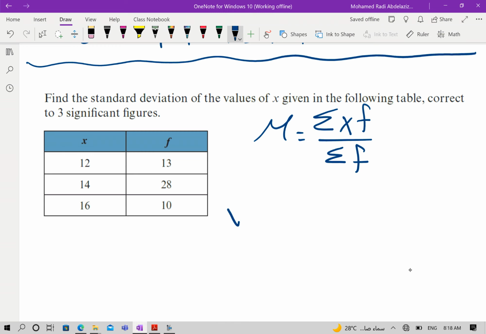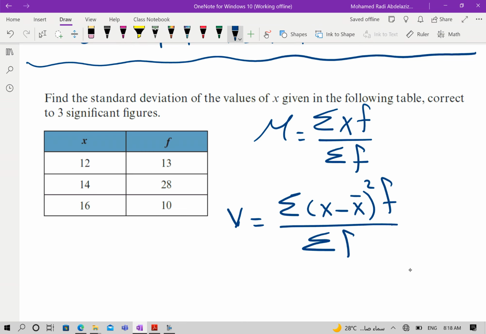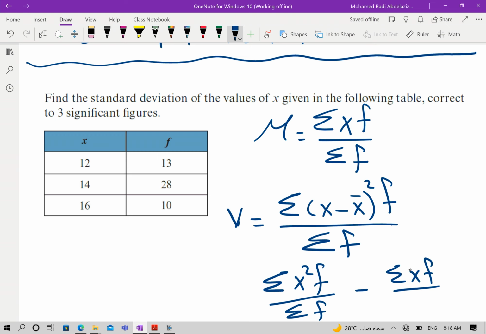How to get the variance? It's the sum of (x minus x bar) squared times f, divided by sum of f, or we'll find sum of x squared f divided by sum of f, minus sum of xf over sum of f, the whole squared.